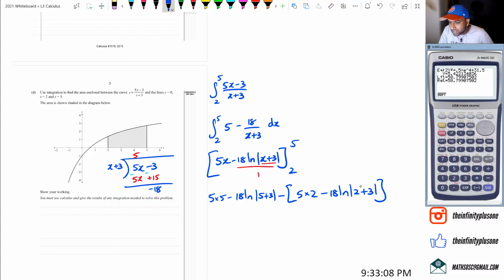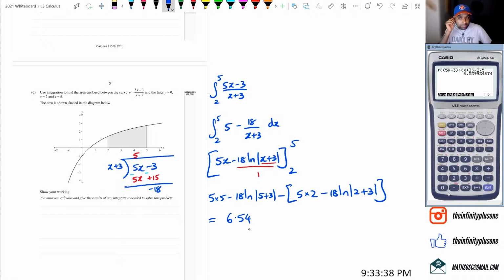It depends. In this question, I'm going to use the calculator to solve this. All right, so I'm going to go into option, calculus, integral. What's my equation? 5x minus 3 divided by x plus 3. And I'm looking between 2 and 5. So there's my answer, 6.54.